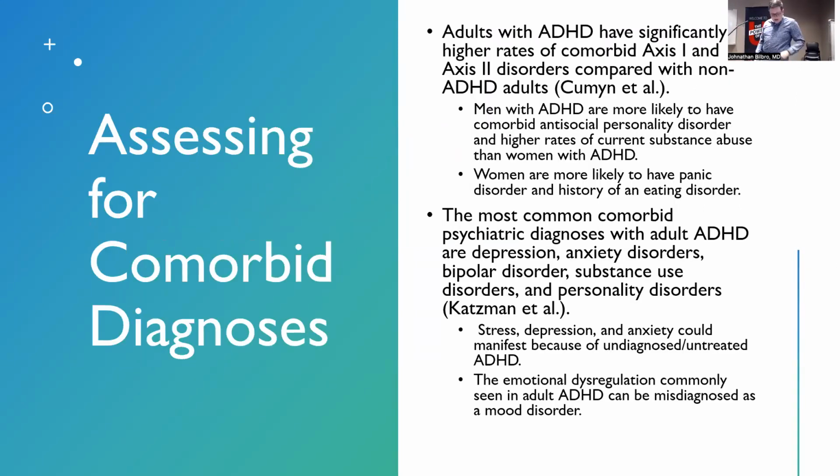Just a quick note here, and I want to leave a little time for questions, so I'll go quickly, but you want to make sure you assess for any comorbid diagnoses. ADHD comes with a lot of comorbid psychiatric disorders. The most common ones would be things like depression, anxiety disorders, bipolar, substance use disorders, and personality disorders.